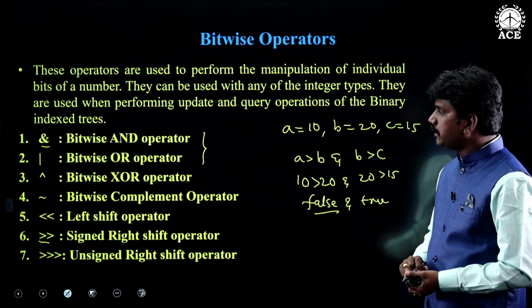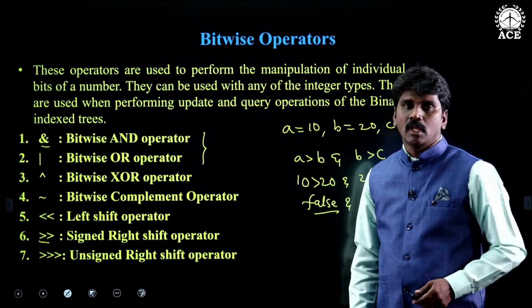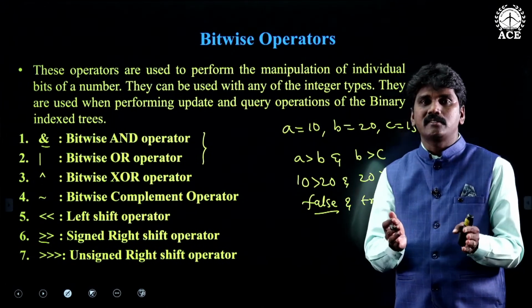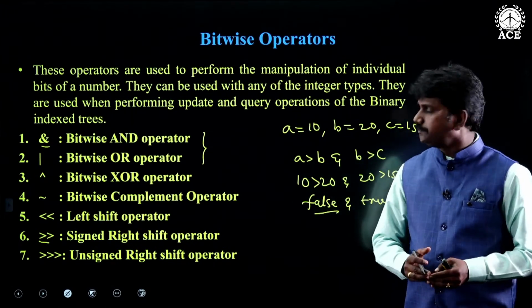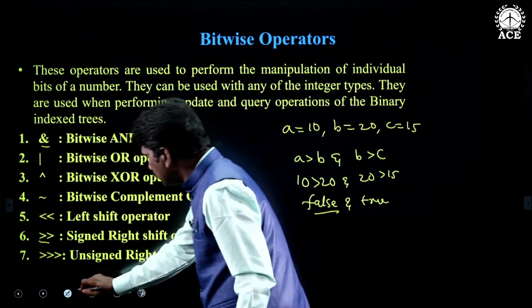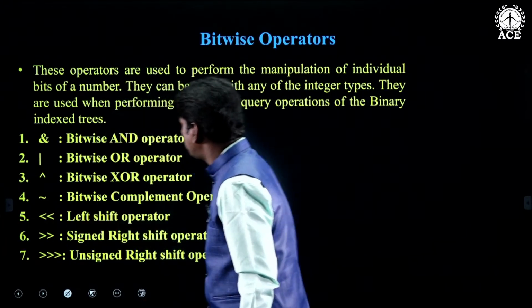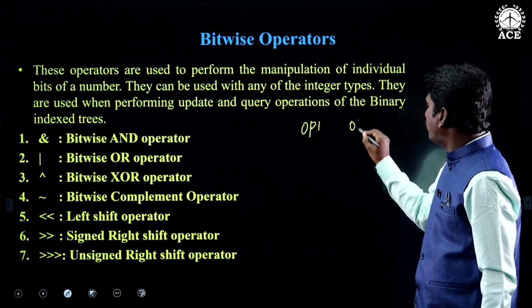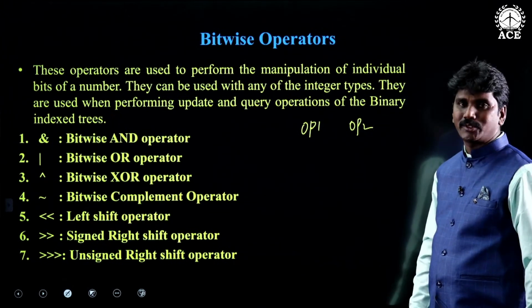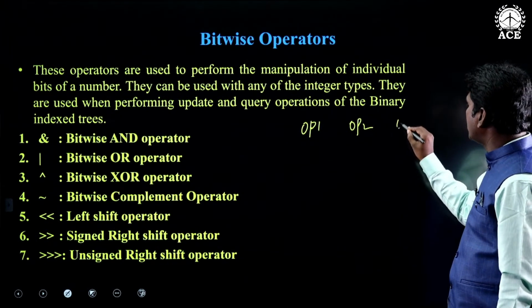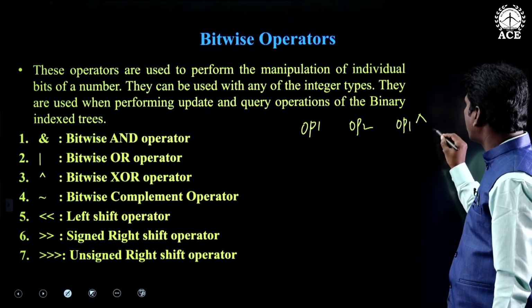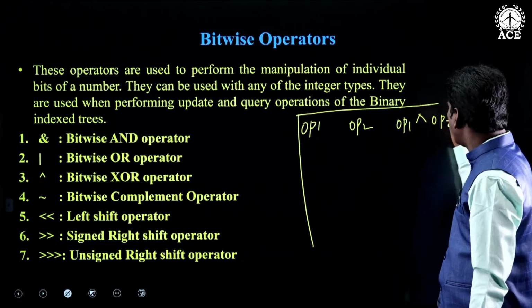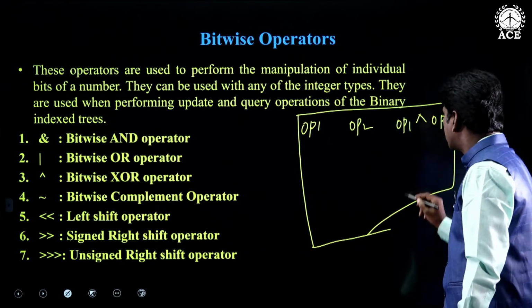Here I would like to highlight the third one, bitwise XOR. The statement says that if both the operands are different, then only the result is true. For example, if we consider OP1 and OP2, here I am taking these two as two operands, and how the result is going to be: OP1 XOR OP2. How is the result going to be? Let us understand it.